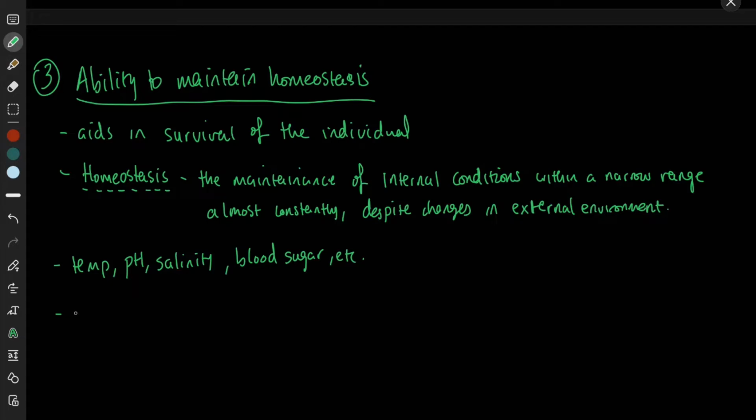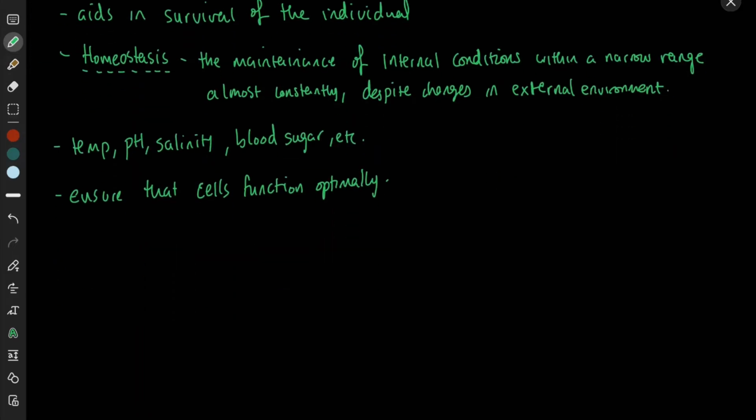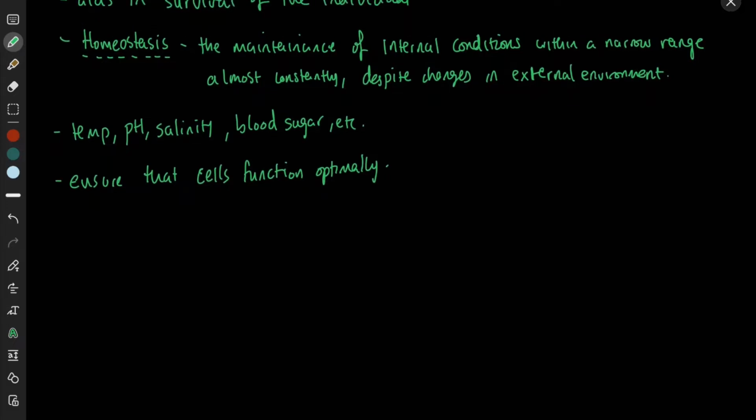It's to ensure that cells function optimally. So something that's very important, which we'll get to in later lectures, are called enzymes, right? Enzymes are just proteins that are useful for metabolism, right? They're reaction catalysts, metabolic reaction catalysts.